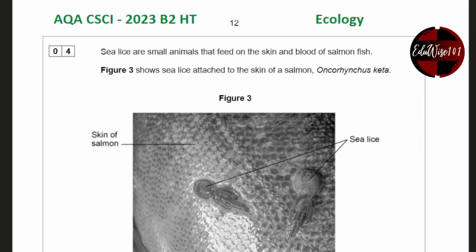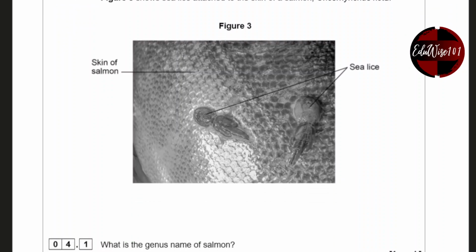So you can see the skin of the salmon and the sea lice, which is over here, shaped like that. And there's another one here. They look like tadpoles, right.